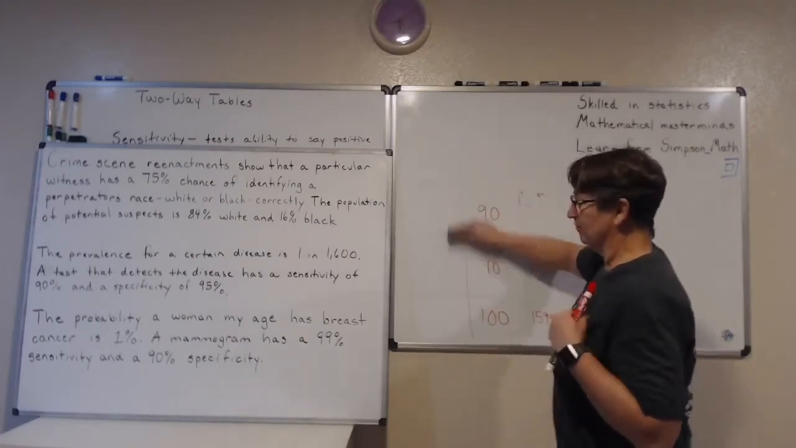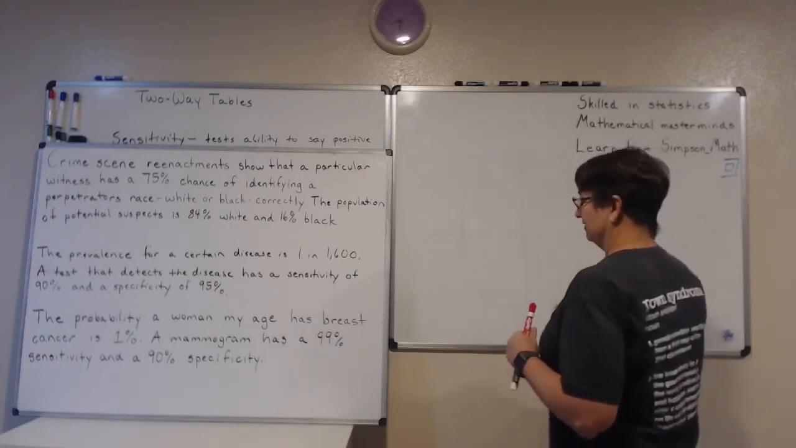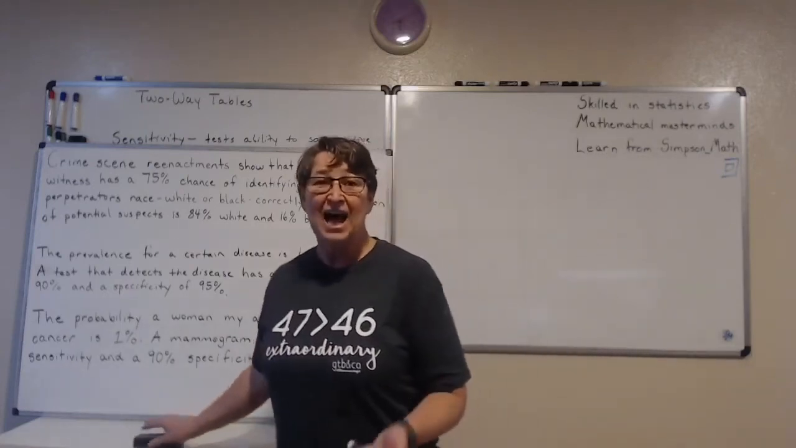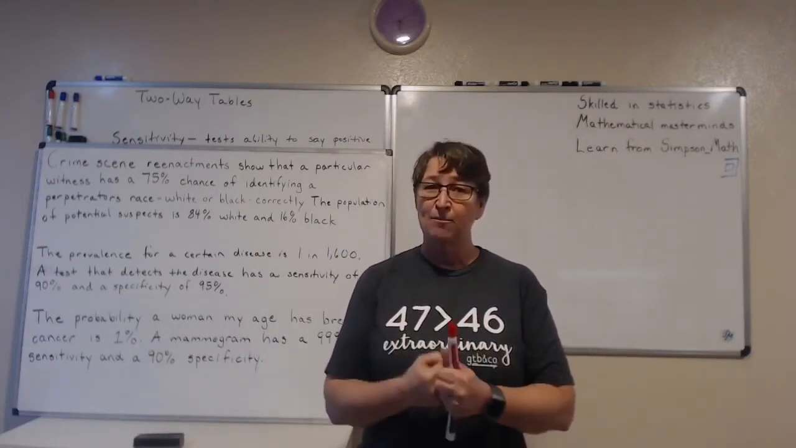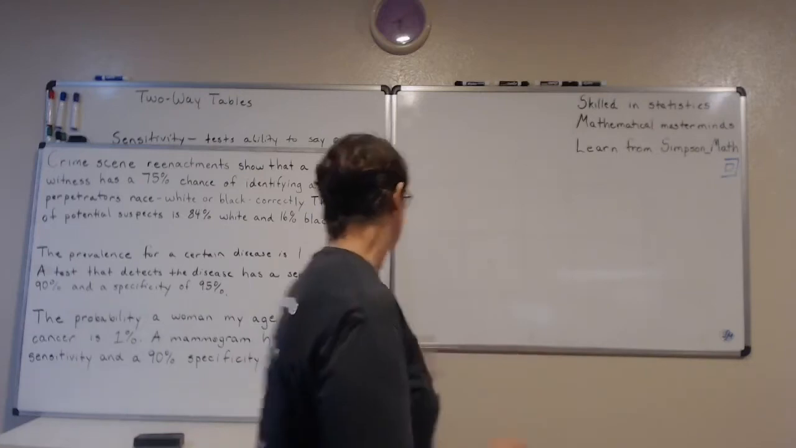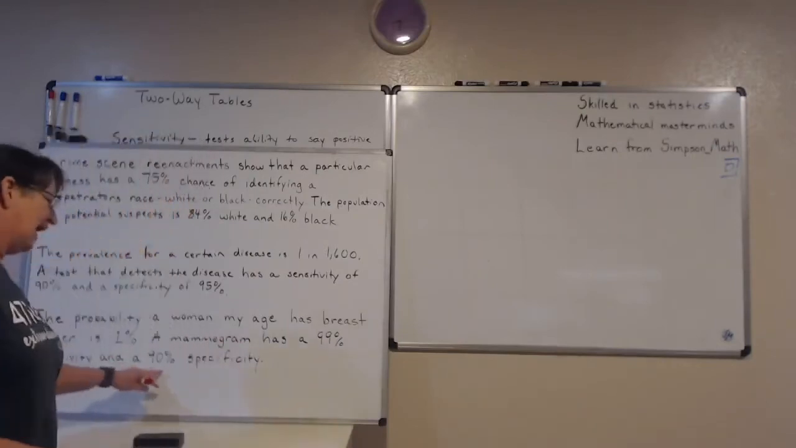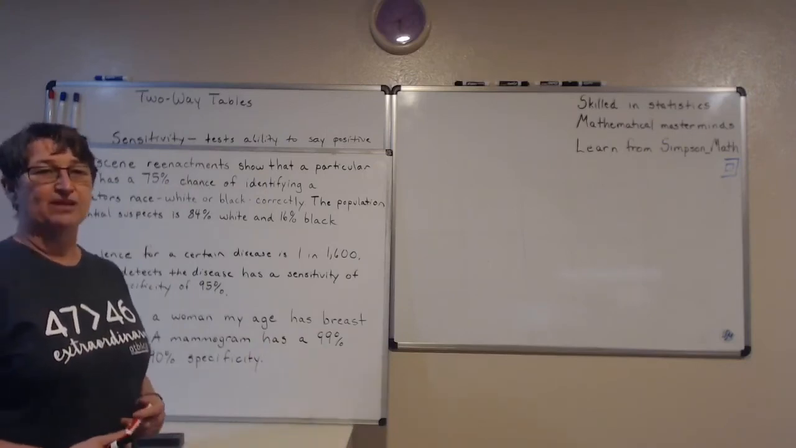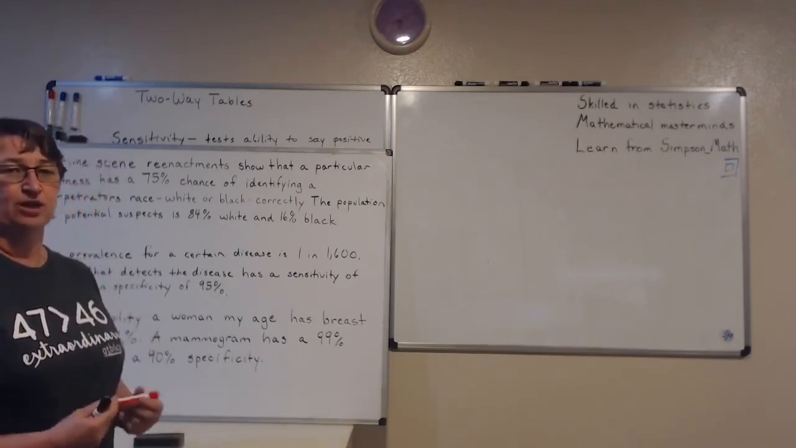The probability a woman my age has breast cancer is 1%. A mammogram has a sensitivity of 99%. So in other words, 99% of the people who have breast cancer, when they have a mammogram, it's going to catch it. 99% of the time, it catches it. That's a pretty good sensitivity. And then 90% specificity. So in other words, 90% of the time, if you don't have it, it's going to tell you that you don't have the disease. You're fine.